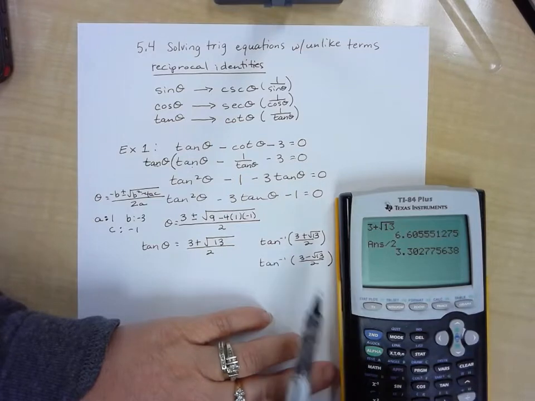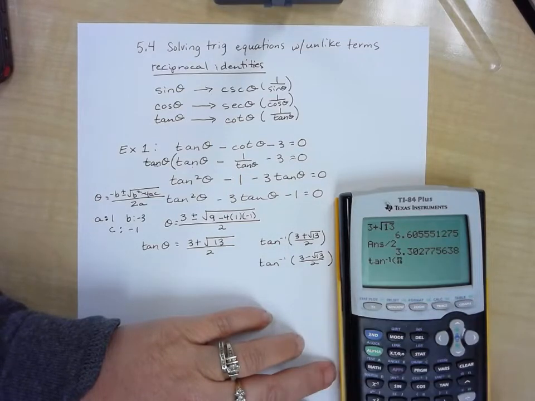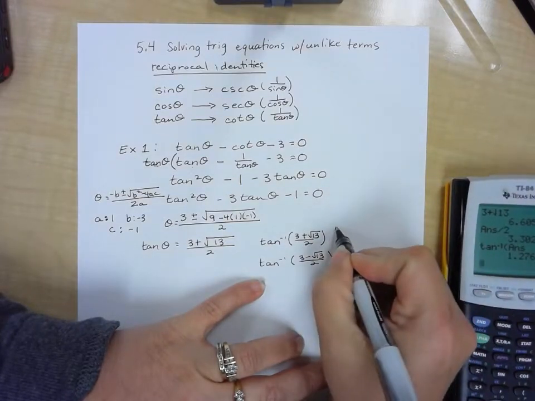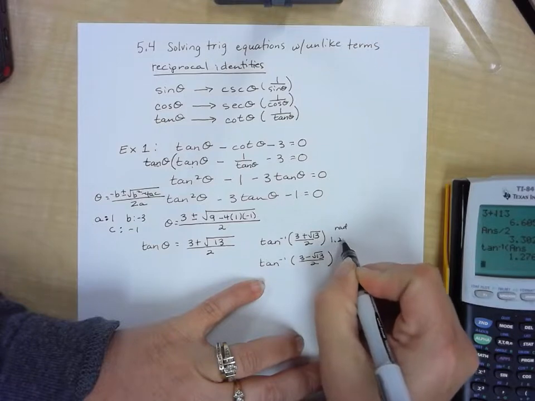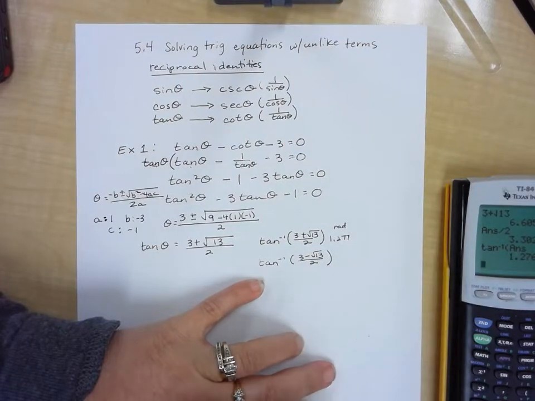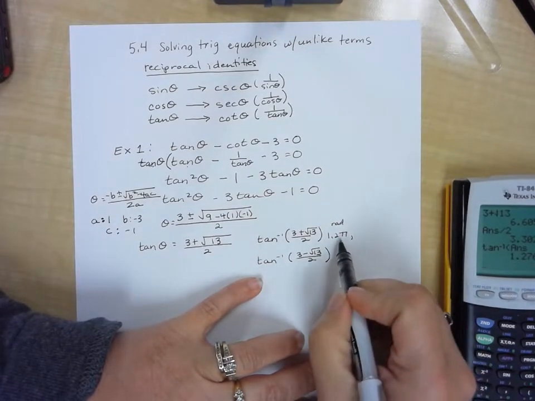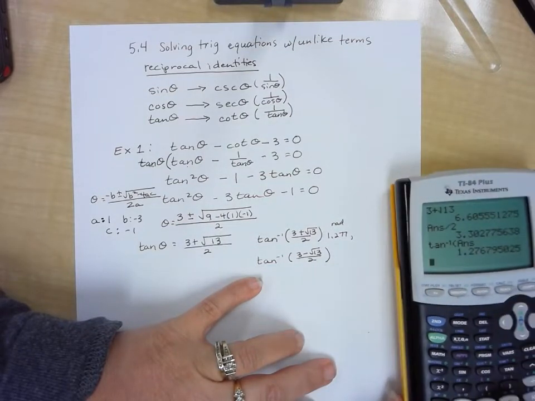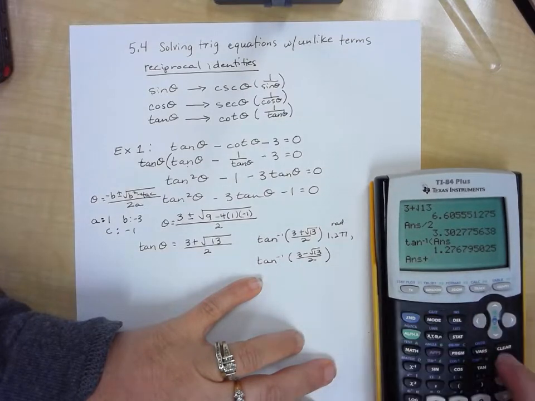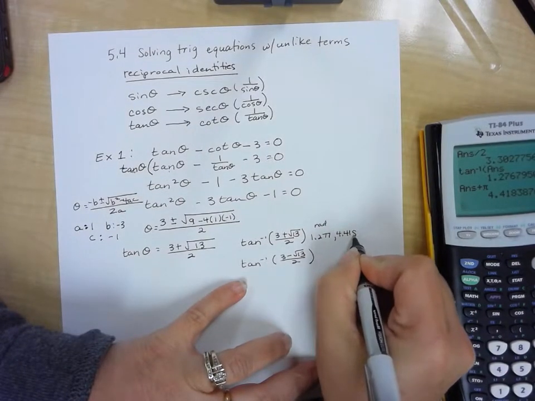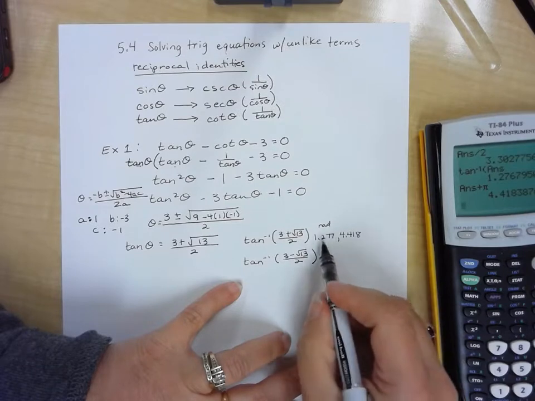Then I'm going to find the angle, so second tan, second answer, and my calculator is in radians. So in radians I got 1.277. In order to find my second radian measure, I've got to add to that 3.14 or pi. So on my calculator I'm just going to go plus pi, and I get 4.418. That's radian measures. We'll go back and find the degrees here in a second.